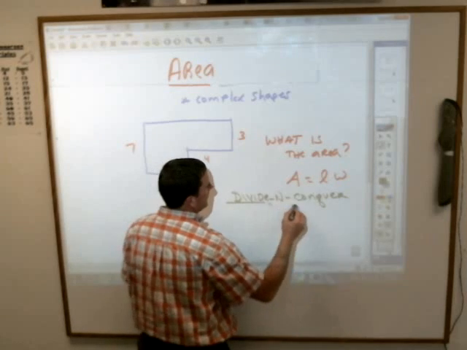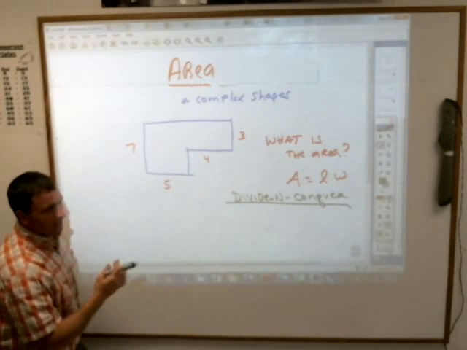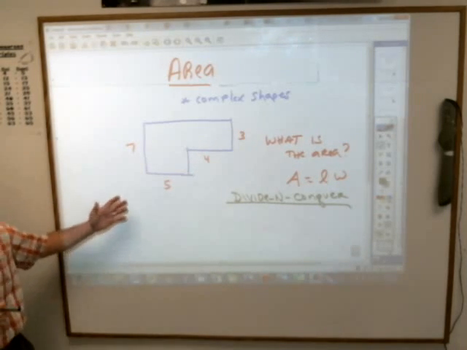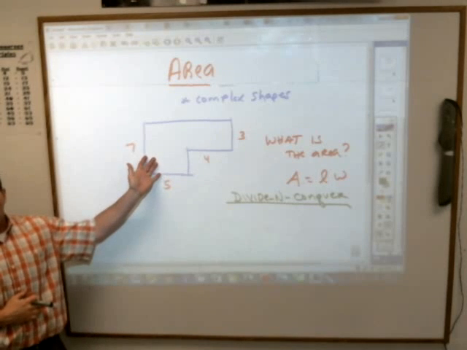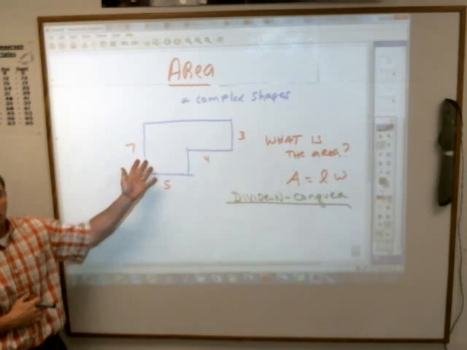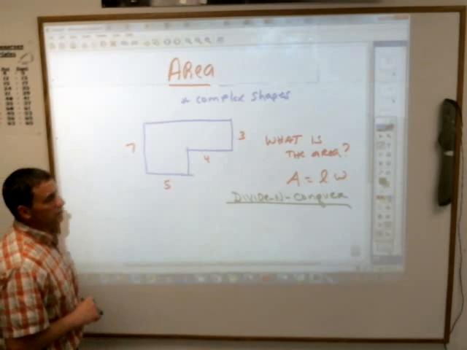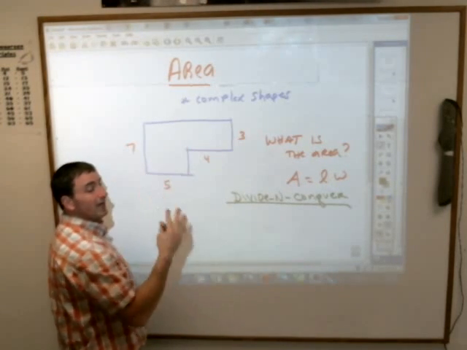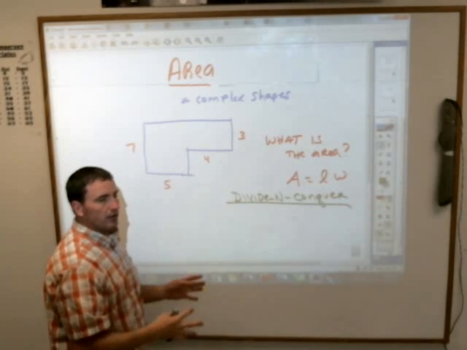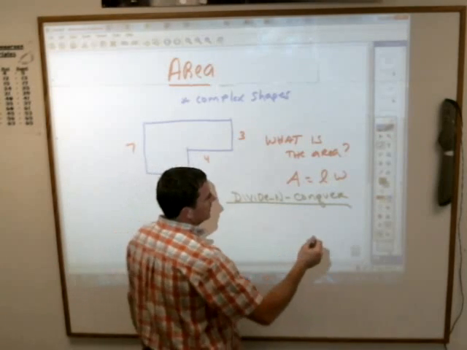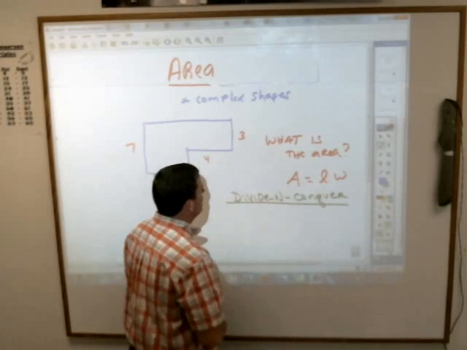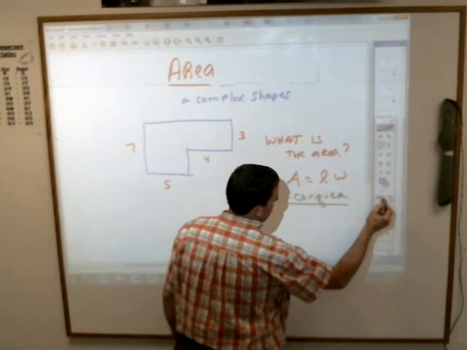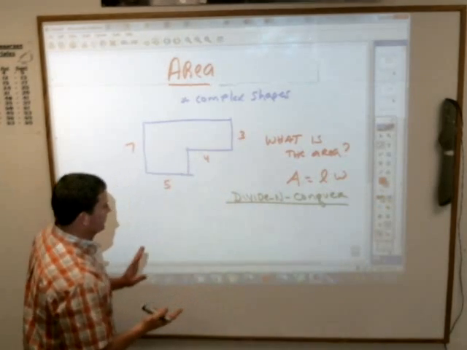Okay, divide and conquer. In other words, we don't have a formula for the shape of an L. How do you find the formula for the shape of an L? We don't have that formula. But what you can do is cut this shape into 2 rectangles, find each of their areas, and then add those areas together. So you're going to have to draw an imaginary line, and you get to pick which way you want to do this.